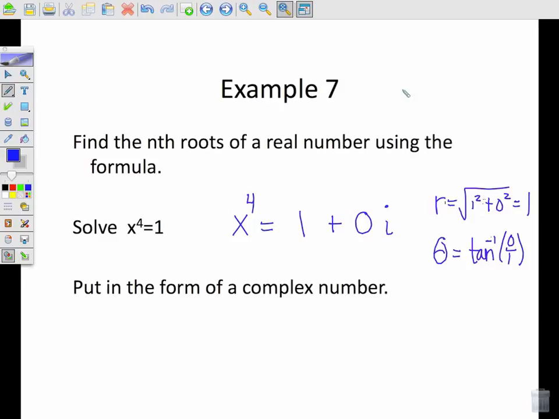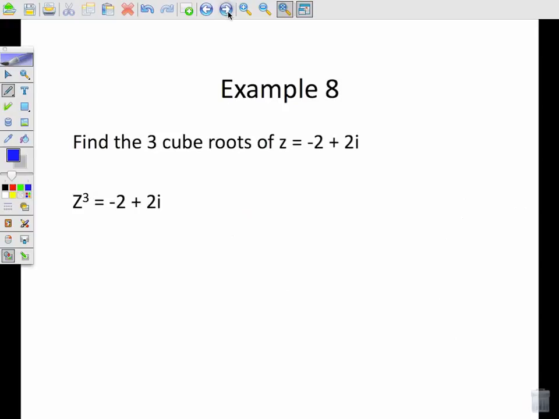Theta would be inverse tangent of 0 over 1. So when is tangent equal to 0? Excuse me, this is when does tangent equal 0, not undefined. It's either at 0 or pi or 2 pi. This complex number is located right here. So I can actually use my theta just to be 0. And my n value, I'm finding the 4th root of, so n is 4. So let's go ahead and transfer this information over to the other side.